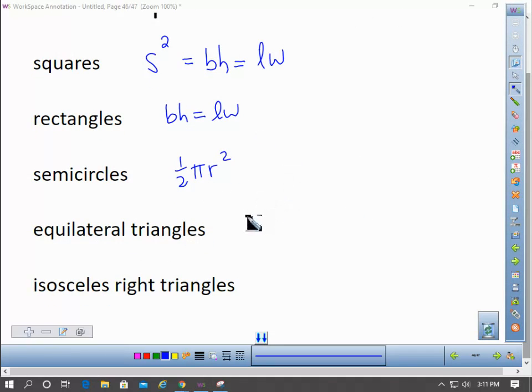Equilateral triangles are radical 3 side squared over 2. That's just the formula. At least I think it is. Though I think it's over 4. Sides, I think it's radical 3 side squared over 4. Let me double check, make sure I don't lead you astray.